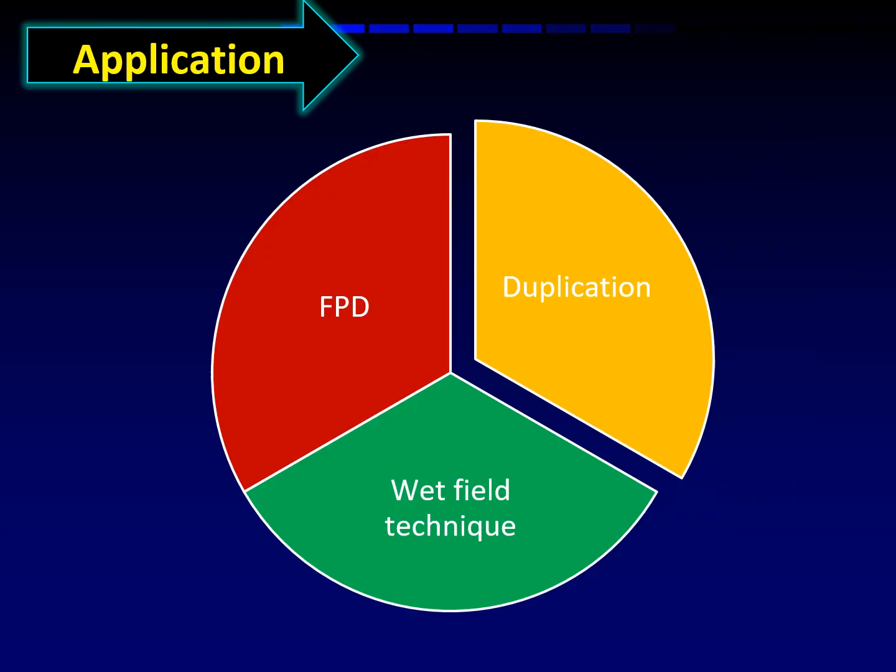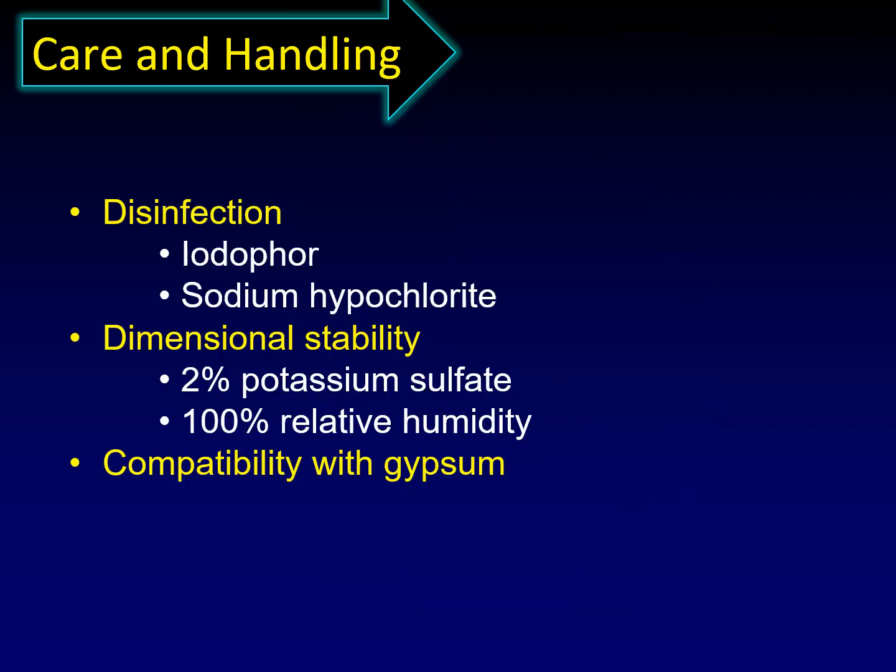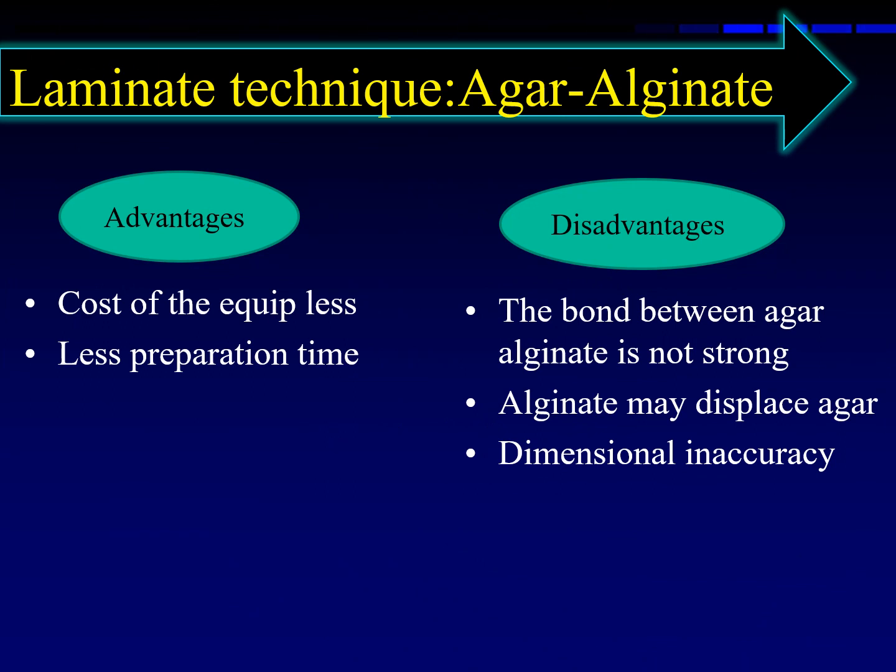And the uses of agar: it is mainly used for duplication of casts, for FPD purposes, and also for making impressions for FPD. There is an important technique, that is the agar alginate technique. How to handle this material? We have to disinfect this material with iodophor or sodium hypochlorite. We can strengthen the material with potassium sulfate. It is compatible with the gypsum product.